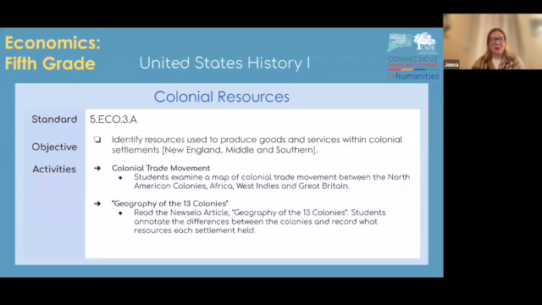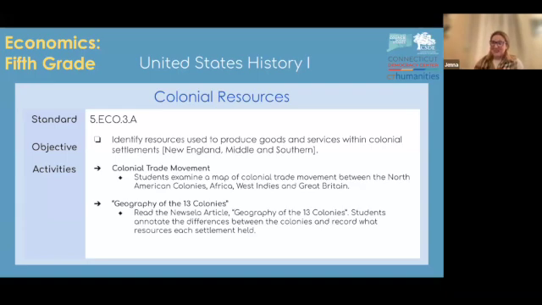For this one, we really want students examining a map of the colonial trade movement between the North American colonies, Africa, the West Indies, and Great Britain, and how they were importing and exporting goods. They imported the goods they needed, exported the ones they were able to produce, and built their trade in this manner, and how they all supported each other.